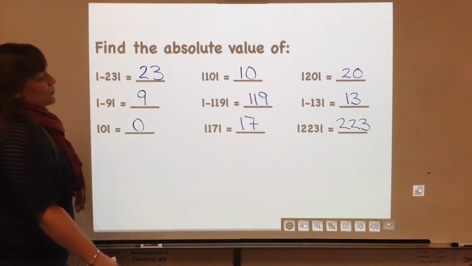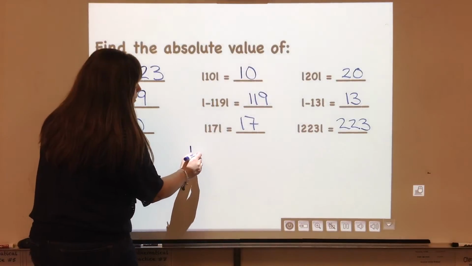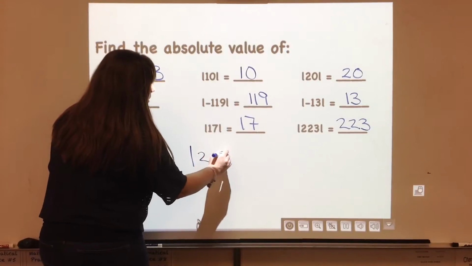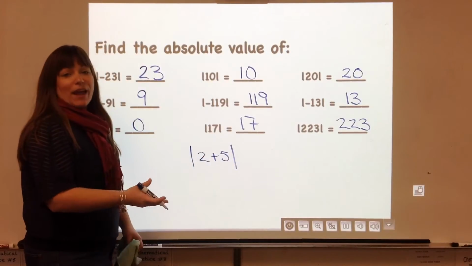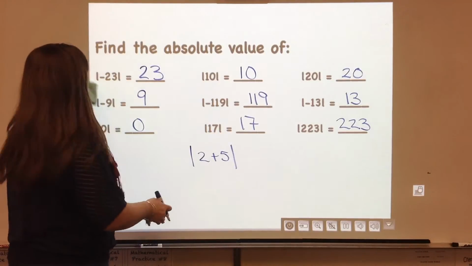We will see absolute value problems where there might be 2 numbers. I know this isn't in your examples, but if that's ever the case, we have to add what's inside and then take the absolute value of that.